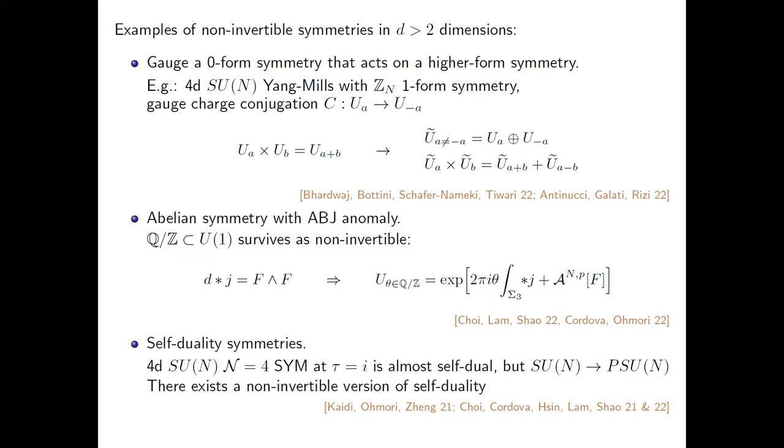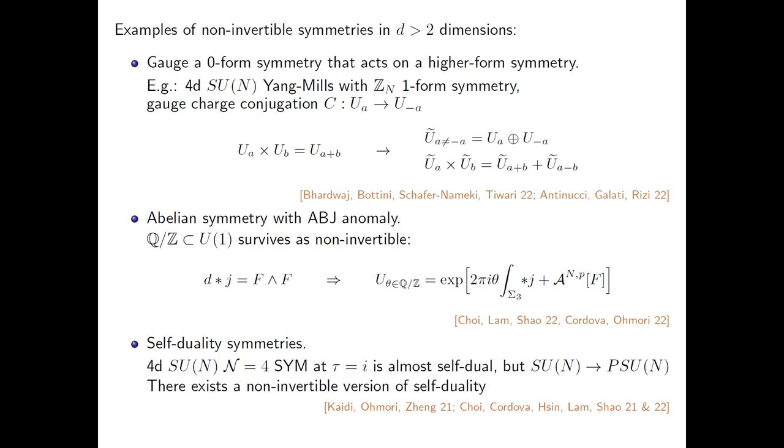You start with a theory with a higher form symmetry, but also a zero-form symmetry that acts on it. One example is SU(N) Yang-Mills that has a Z_N one-form symmetry. And here there is also charge conjugation that acts on the generators of the one-form symmetry. These are surfaces. And now you can try to gauge this charge conjugation. Now, before the gauging, this is an abelian symmetry, so the defects fuse according to the abelian group law. But when you gauge, the objects that survive are conjugation classes. So in particular, there are the sum of two objects. And now if you make the fusion, you find after the gauging the sum of two objects. So in fact, you get a non-invertible symmetry.